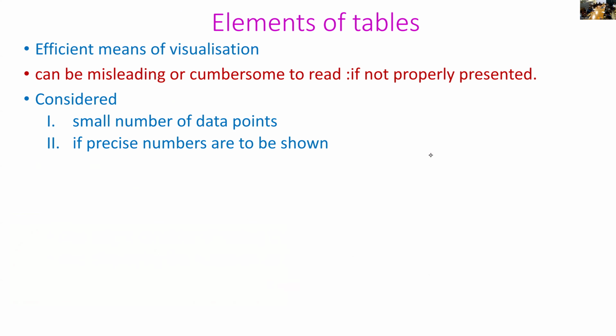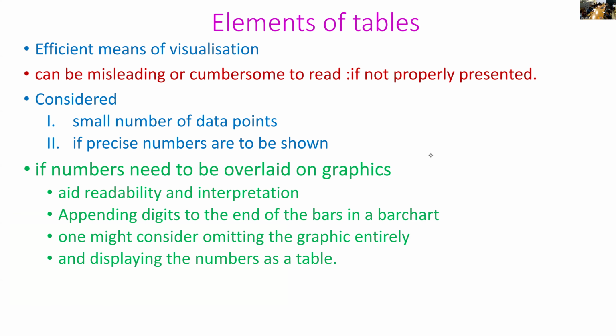Tables. The general rule is if you have small number of data points and precise numbers, 1.112, those kind of things, when decimal points to the x degree, put it as tables rather than figures. For readability, tables are as good as figures. Some people say, no, figures are better. No, tables can be as good as graphs.